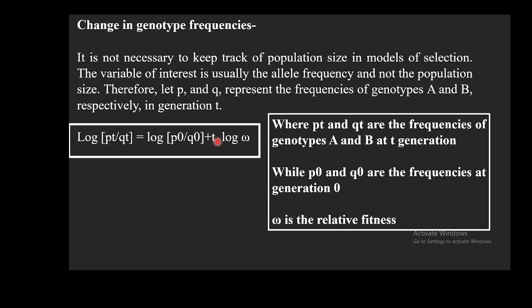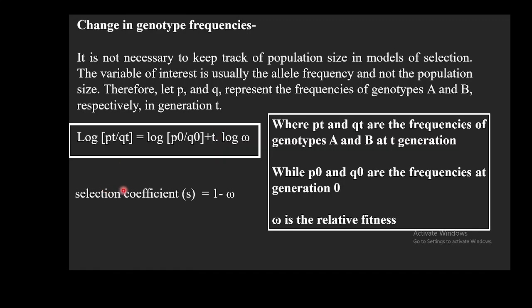So basically, in this particular example, the relative fitness, which is omega, is very important. You can decide which genotype is most fit to the particular environment in comparison to the other genotype, and that's how nature is selecting. This is basically the mathematical model.